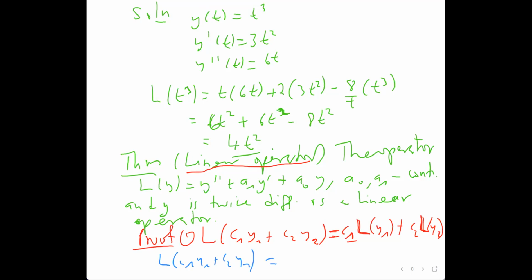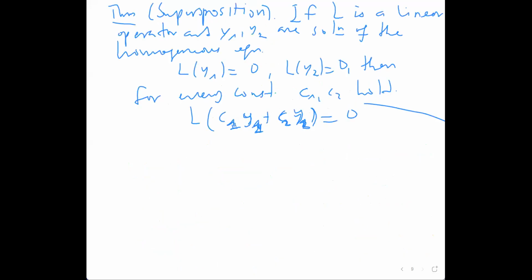That's the most important thing, you just substitute. You do C1 Y1 double prime plus A1 C1 Y1 prime plus A naught C1 Y1 plus, then the same thing for C2. So the same way, this proof also follows in a similar manner.